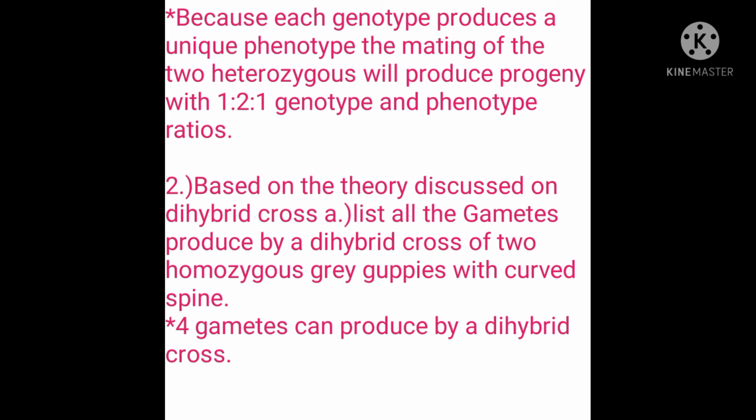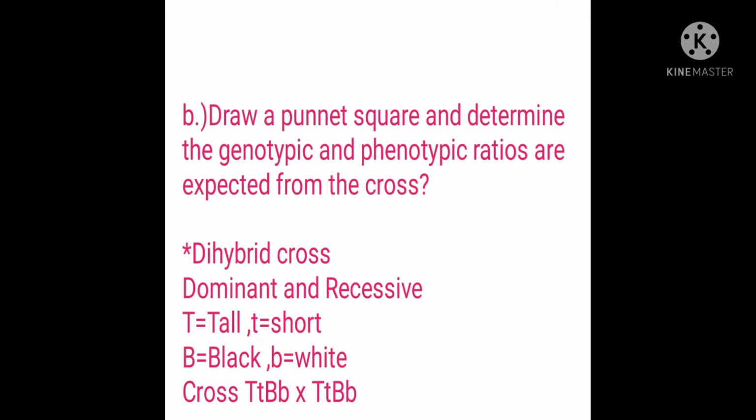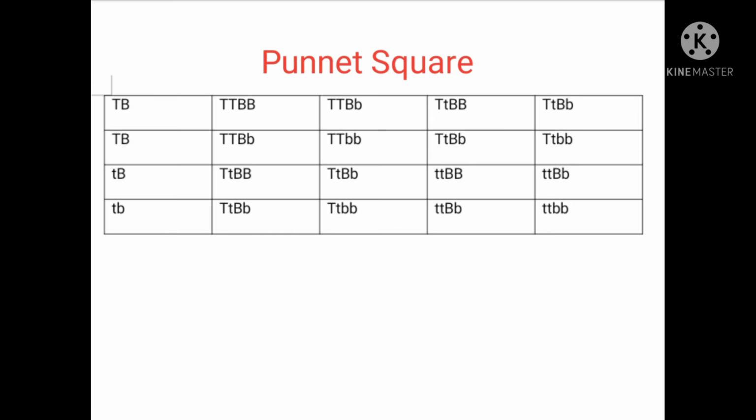Based on the theory discussed on the hybrid cross, list all the gametes produced by the hybrid cross of two homozygous gray guppies with curved spine. 4 gametes can be produced by the hybrid cross. Yung napaproduce ng the hybrid cross is 4 gametes. Draw a Punnett square and determine the genotype and phenotype ratios expected from the cross. The hybrid cross, dominant and recessive. T tall, t short, B black, b white, cross TtBb times TtBb. This is the Punnett square of the hybrid cross.